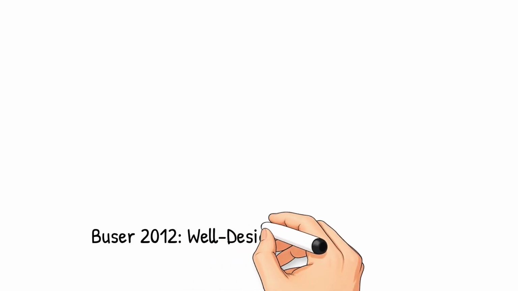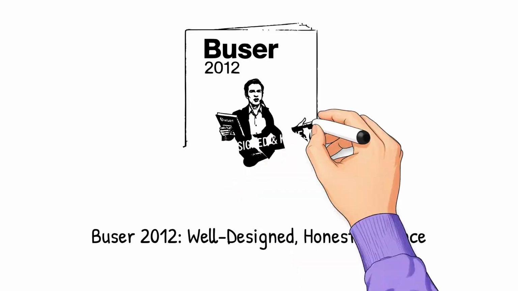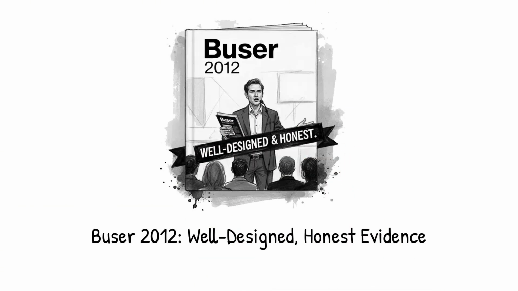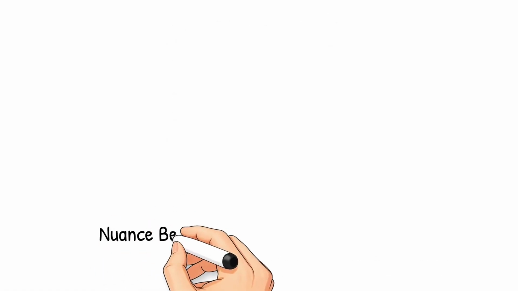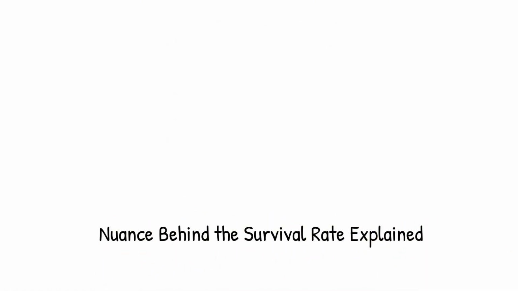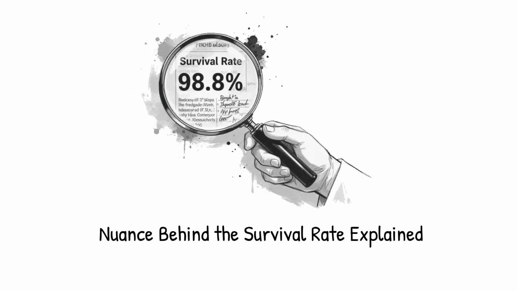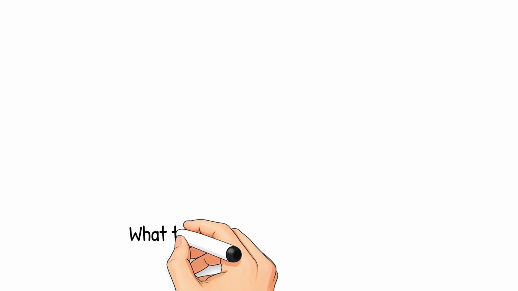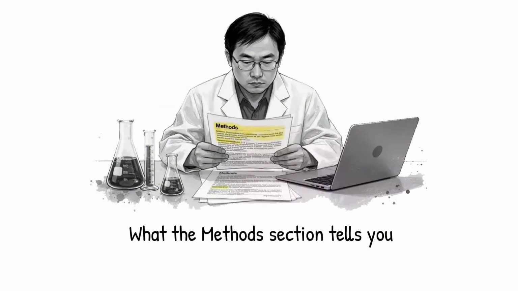None of this makes Buser 2012 a weak study. It is, by every measure we've built in this series, a well-designed and honestly reported piece of evidence. But you are no longer simply told that the implants survived at 98.8%. You now know exactly what that number includes, what nuances underlie the reported 98.8% survival rate, what it excludes, who measured it, and under what conditions it was achieved. That is what the methods section gives you when you know how to read it.